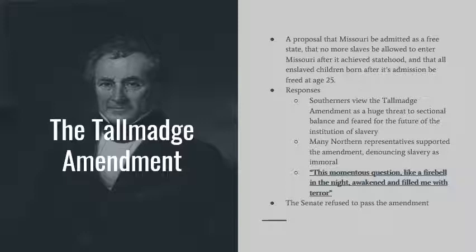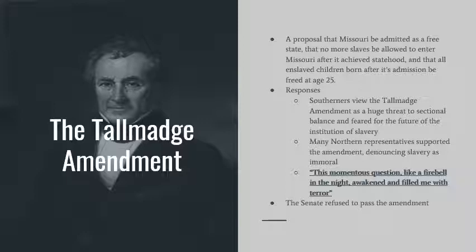Now, despite the big differences between Northern representatives and Southern representatives, the Talmadge Amendment manages to pass in the House of Representatives. In response, Southerners viewed the Talmadge Amendment as a huge threat to the sectional balance. They feared for the future of the slave system and saw the fast increase in Northern population and the Northern economy and believed that they were going to be left behind. Their economy, one that relied on the plantation system, was going to be left behind.